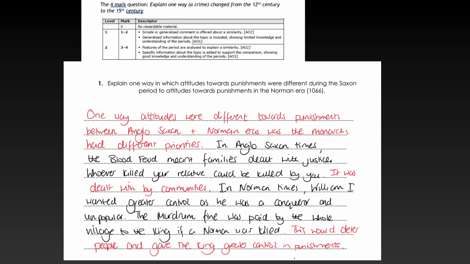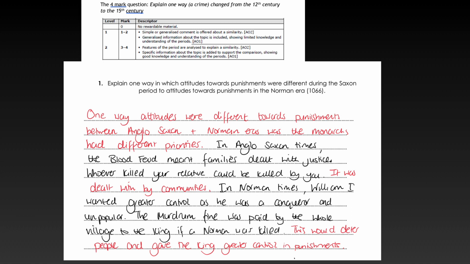So black is my evidence, and you can see it's specific. In Anglo-Saxon times, the blood feud meant families dealt with justice. Whoever killed your relative could be killed by you. So that is giving specific, this is what the blood feud was. It was dealt with by communities, is that link back to the priority of the monarch.